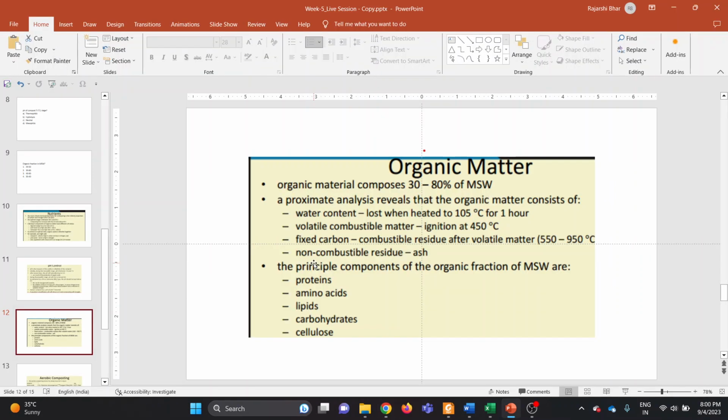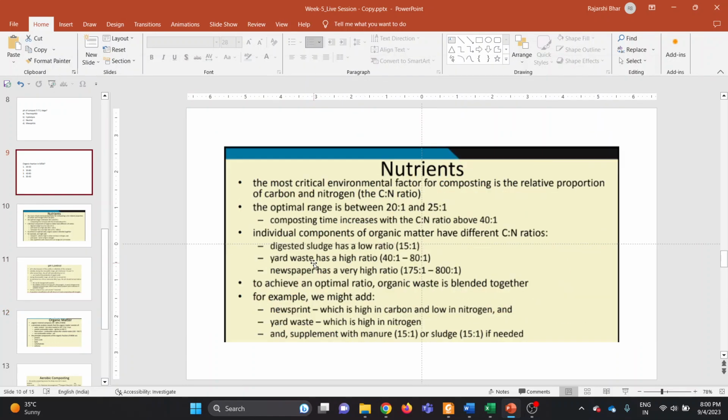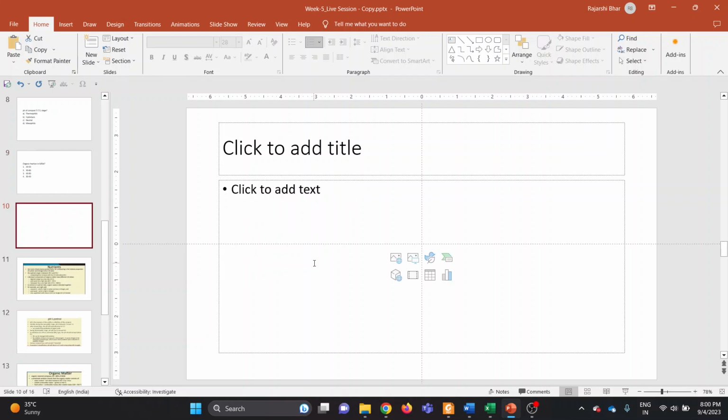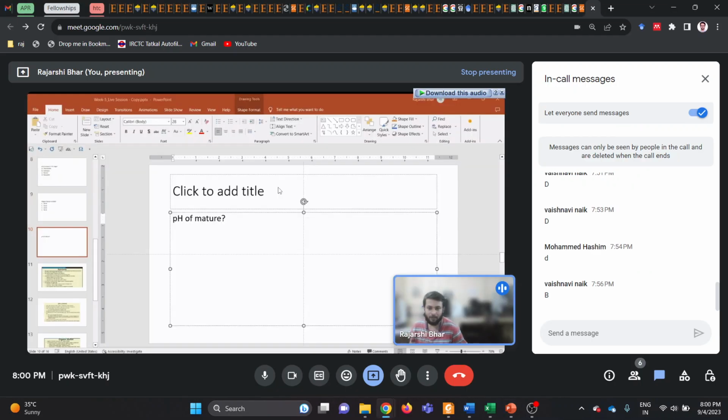Then we will move on to the next question, which is again a very easy question. You have to determine the pH of a mature compost that we have just discussed in the previous slide. pH of mature compost. For this, I will not share the options because I hope you can quickly answer the question. What is the pH of a mature compost?